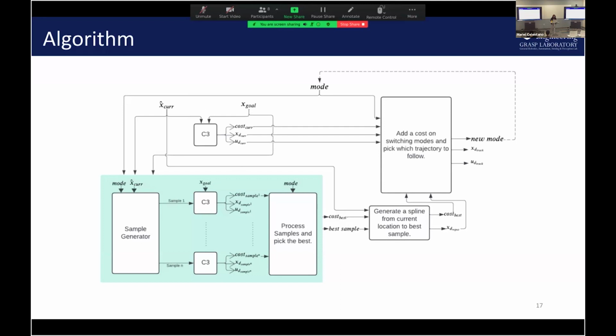And then this cost is handed over, along with a repositioning plan, to another block that adds a cost on switching modes and picks which trajectory to follow. So what that really means is that this block has information about what the C3 cost currently is from where we currently are, and has information about the best possible alternative plan that we have. It adds a cost on the current end effector location, and then decides whether it can still make progress from where it currently is, or whether it should switch to a more advantageous location. And as an output of this block, we have the next mode that the controller is going to be in, which is either C3 or reposition.